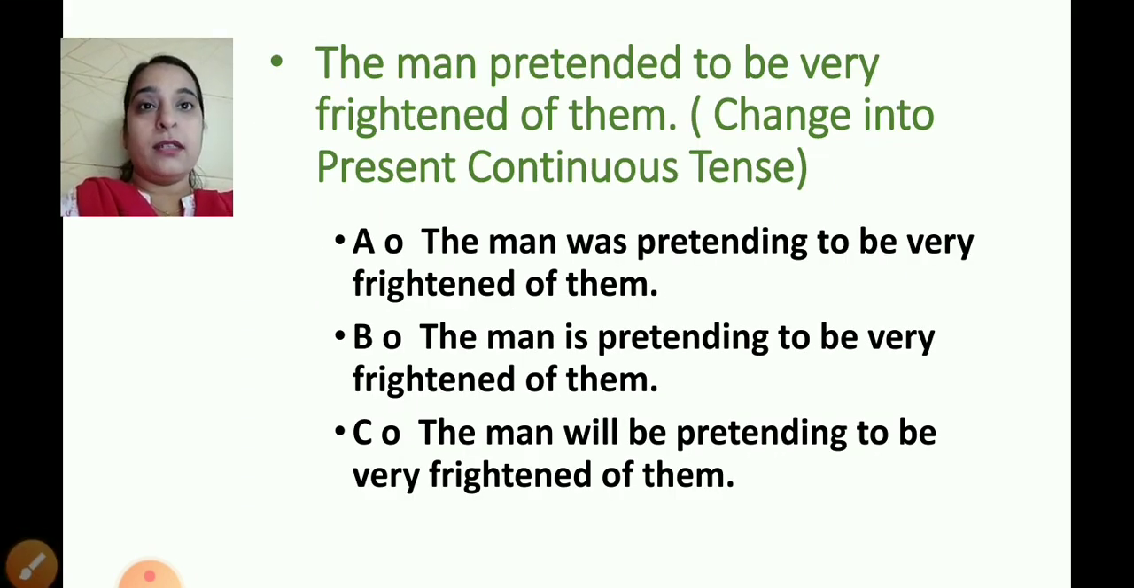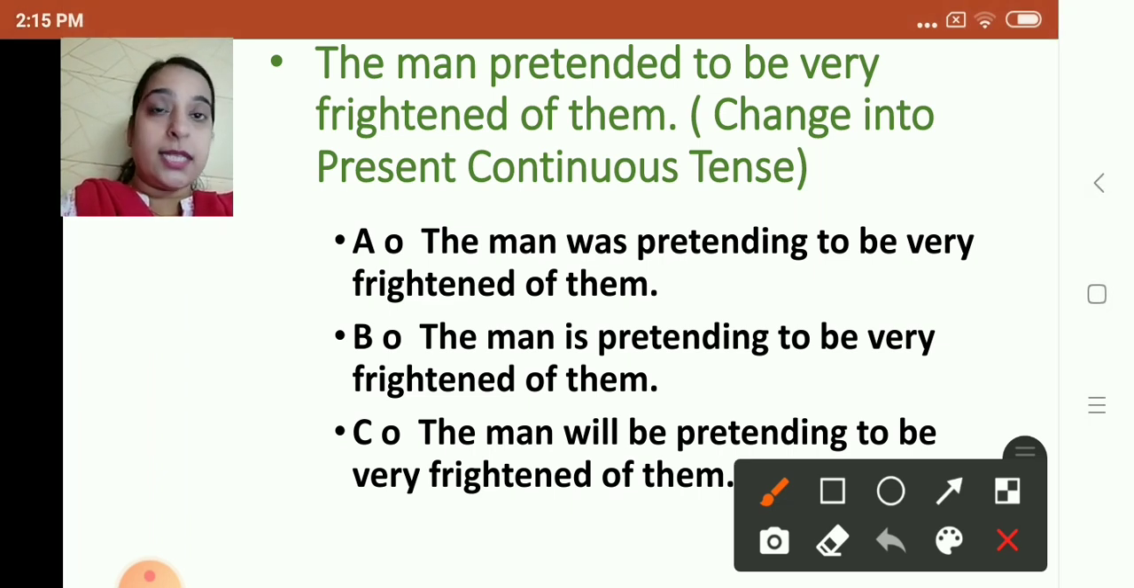Now next one. The man pretended to be very frightened of them. Change into present continuous tense. Children, the options are: the man was pretending to be very frightened of them; the man is pretending to be very frightened of them; the man will be pretending to be very frightened of them. Now children, it is asked to change into present continuous. So with present continuous, you have to use is and ing to the verb, right? So here the answer is the man is pretending to be very frightened of them.